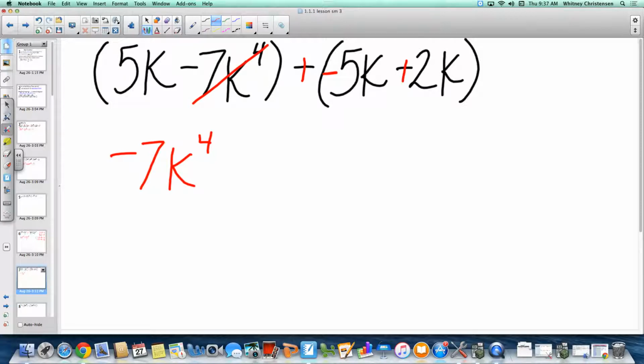Okay, I'm going to cross that out. Now I'm combining like terms. I have 5k and then plus a negative 5k. If I'm combining 5k plus negative 5k, and then we have this plus 2k's. So we have 5 minus 5, which is 0k's. Plus 2k's is how many k's? 2k's. Any questions on that, guys? Okay.